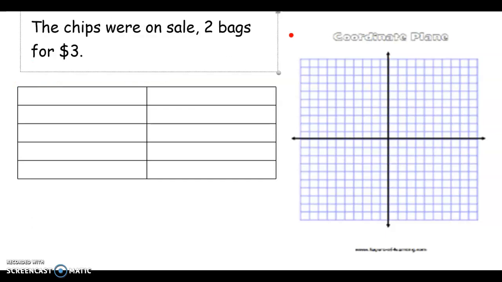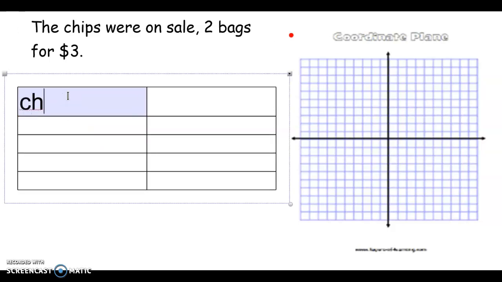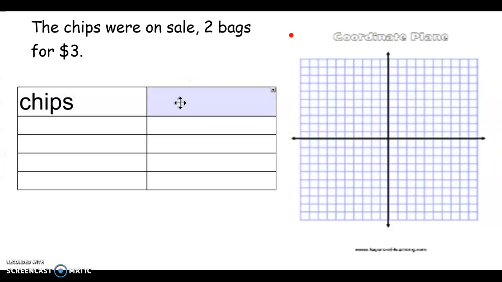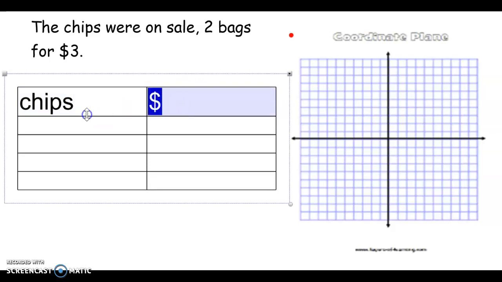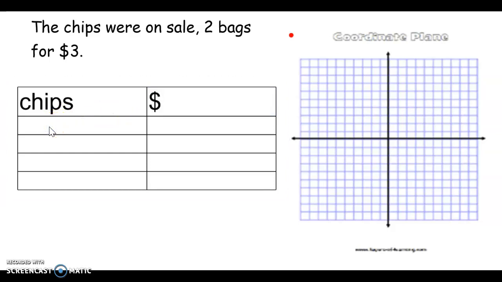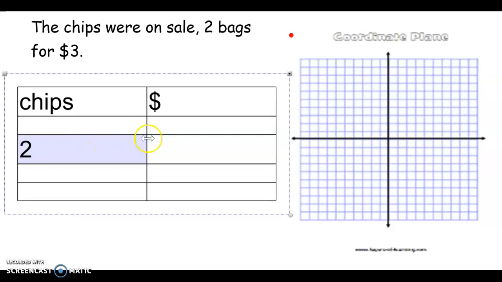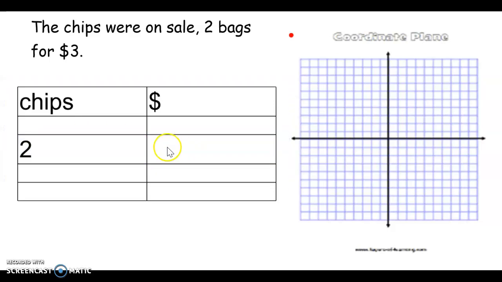All right, one more. This one says chips were on sale, 2 bags for $3. So we have not pizzas this time, but chips, and we're looking at their cost. Now this one's a little bit different because it doesn't tell us how much 1 bag of chips is. It tells us how much 2 bags of chips are. So that was 2 bags for $3.